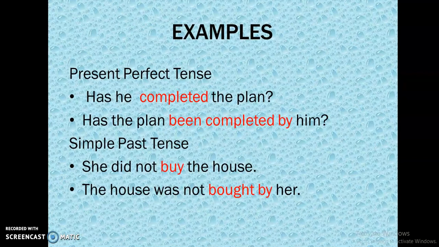Present perfect tense. Has he completed the plan? Active voice. Has the plan been completed by him? Passive voice. Simple past tense. She did not buy the house. Active voice. The house was not bought by her.